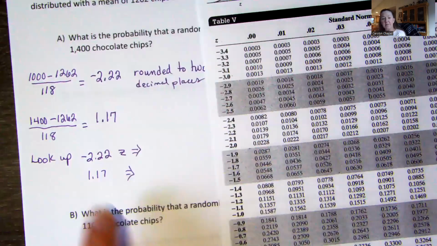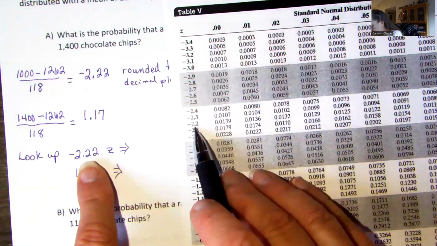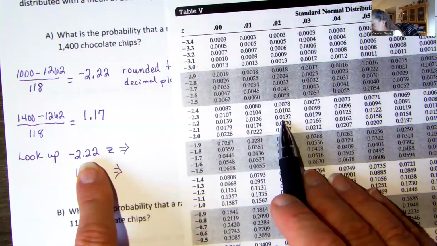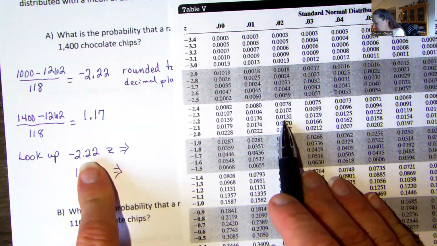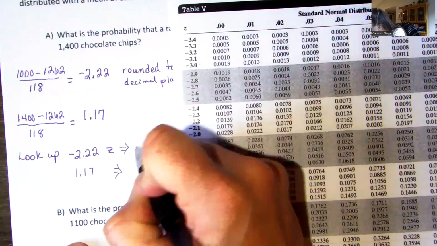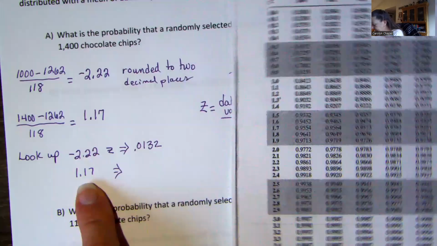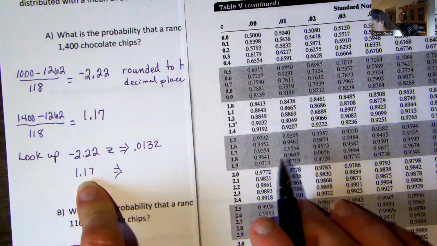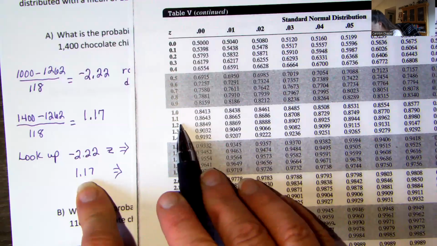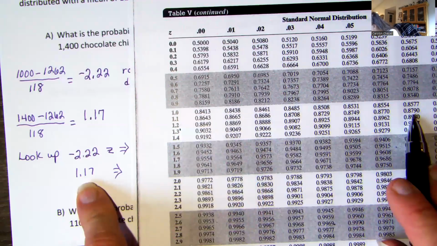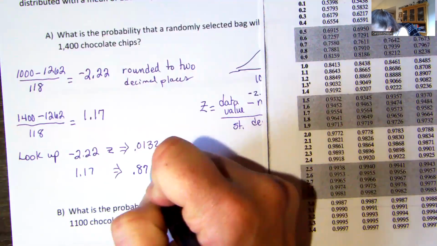The first one I'm going to look up is a negative 2.22. So we go to the negative 2.2, and we find that second digit by going over. So there's my negative 2.22: 0.0132. I'm also going to look at 1.17, which is on the other page. 1.1, and 7 is 0.8790.